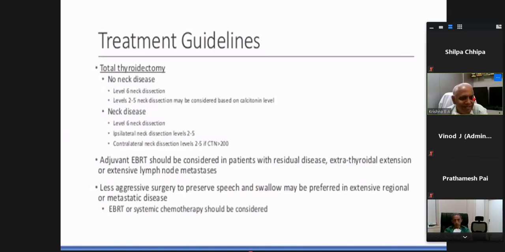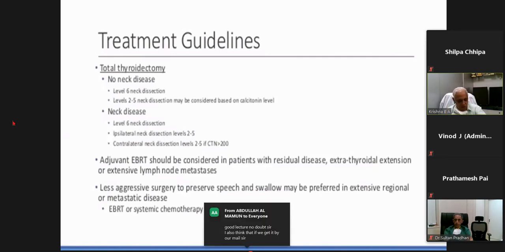No neck disease, level 6 neck dissection. Level 2 to 5 neck dissection may be considered based on the calcitonin level. Neck disease present, level 6 neck dissection, ipsilateral neck dissection level 2 to 5, contralateral neck dissection level 2 to 5 if calcitonin is above 200. Adjuvant radiotherapy should be considered in patients with residual disease, extrathyroidal extension, or extensive lymph node metastasis.